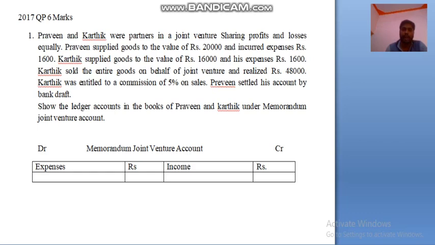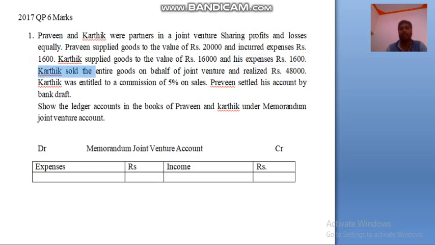Here, Praveen and Karthik were partners in a joint venture, sharing profits and losses equally. Praveen supplied goods to the value of rupees 20,000 and incurred expenses of rupees 1,600, and this payment was made by Praveen. Karthik supplied goods to the value of rupees 16,000, and his expenses were rupees 1,600.